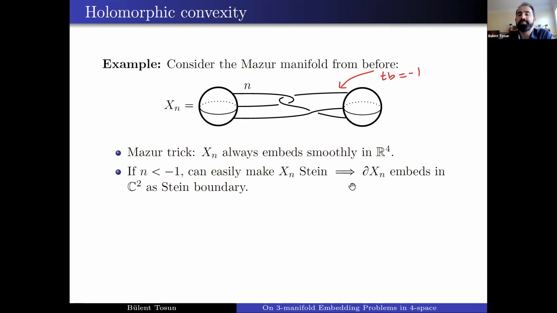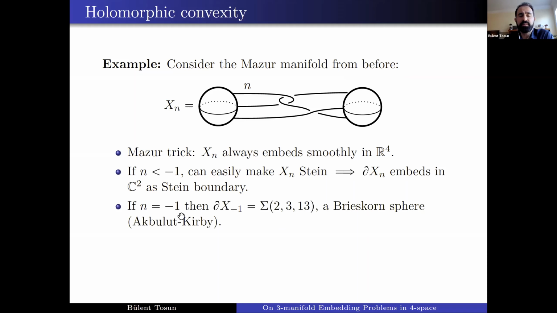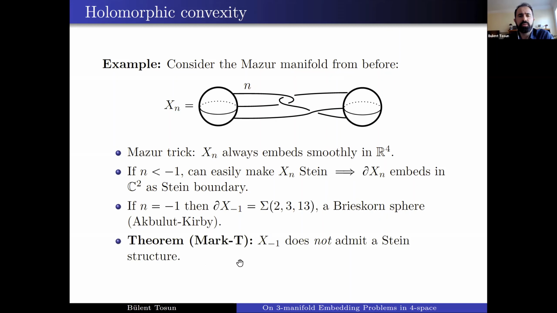So hence, applying Gompf's flexibility, we get that indeed this boundary of X_n does embed in C^2 as the boundary of a Stein domain. So it's an interesting question: what happens when n is equal to -1? Well, first of all, if n is equal to -1, the boundary of this contractible manifold is this Brieskorn sphere Σ(2,3,13). This was explained by Akbulut and Kirby first. Tom and I proved, as a result a few years ago, that indeed this particular contractible manifold, when n is equal to -1, cannot be made Stein.